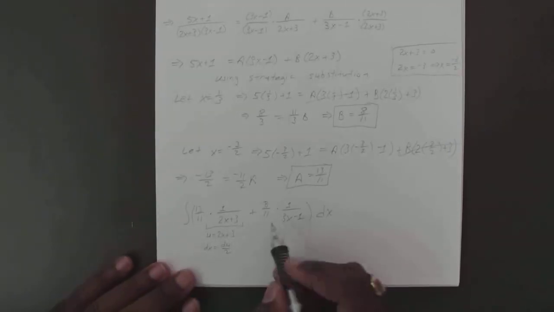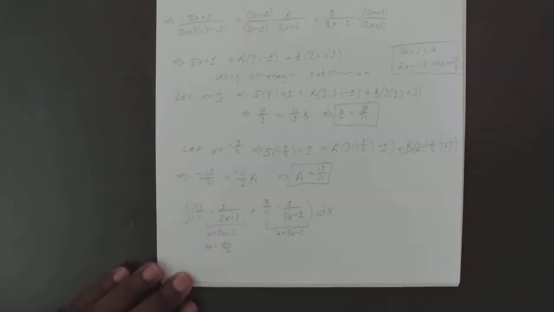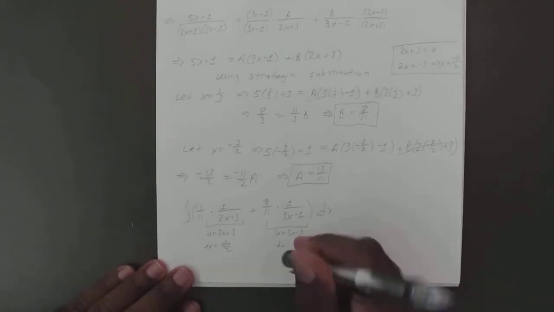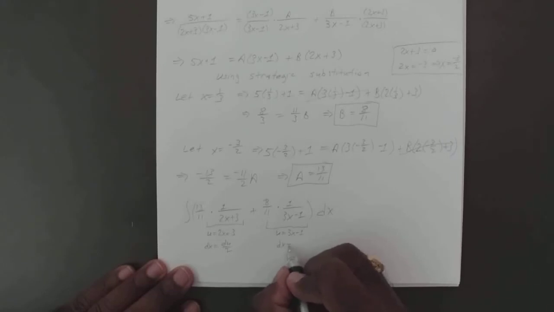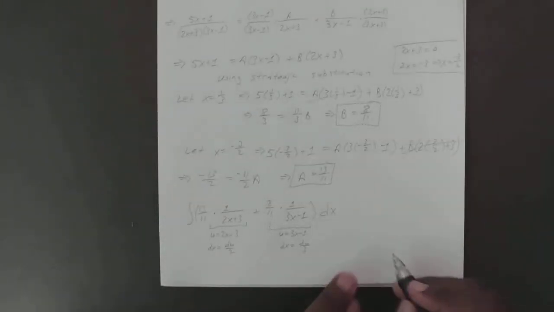Okay. So now we'll do the same thing for the other term. Let u equal 3x minus 1, which means our dx is going to equal du over 3. Okay, so I don't think I have enough room to finish this, so I'll leave this up for a few minutes and finish it up on another sheet.